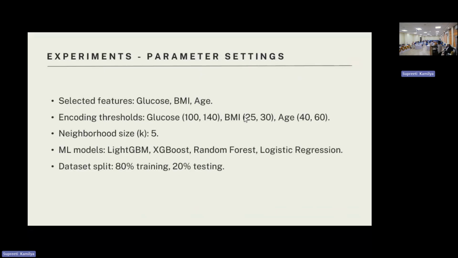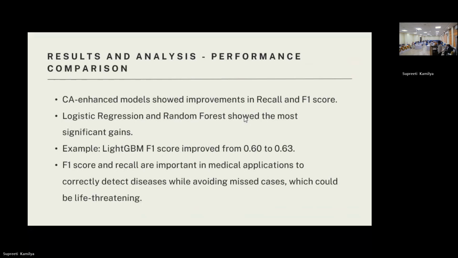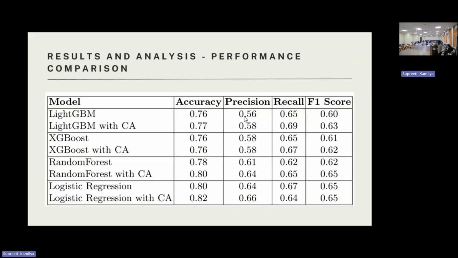Selected features. The ML models we use are LightGBM, XGBoost, and random forest regression. While we compare it with cellular automata enhanced features, we found that the machine learning models perform better with the cellular automata enhanced features. These are the results of LightGBM without cellular automata and LightGBM with cellular automata.